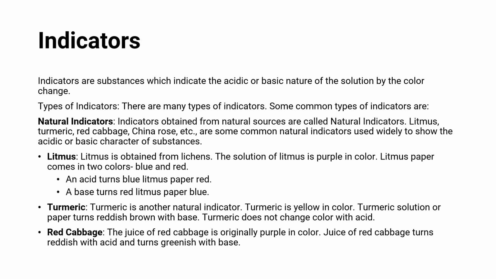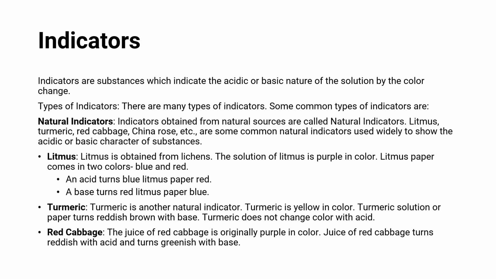Litmus. Litmus is obtained from lichens. The solution of litmus is purple in color. Litmus paper comes in two colors, blue and red. An acid turns blue litmus paper red. A base turns red litmus paper blue.